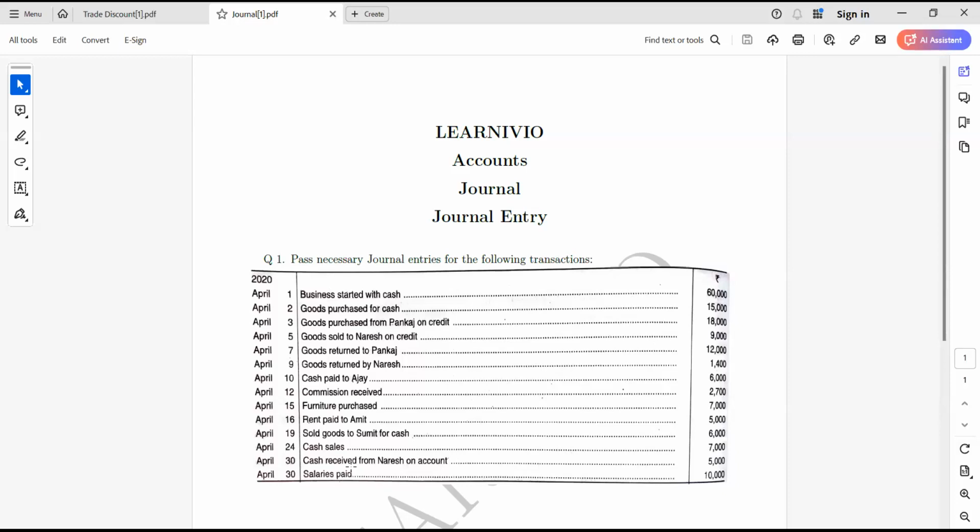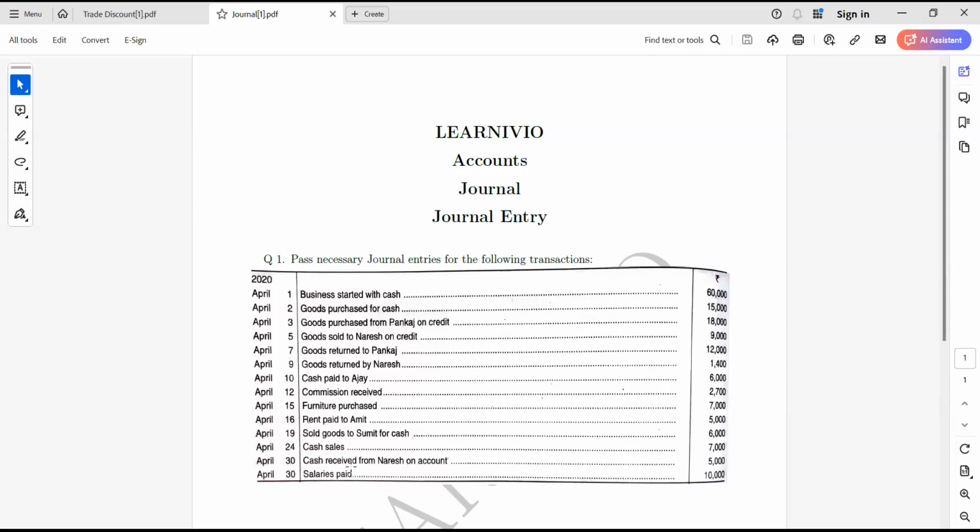Now tell me what will be debited. Goods, no, sorry. Purchase return account to Naresh account. No, sorry. It is not purchase return, it is sales return. Sales return account debit to Naresh. Sir, it is a little hard, do the first question first.